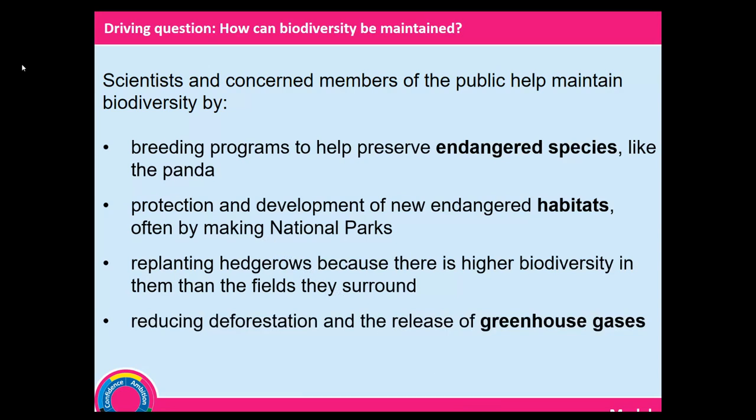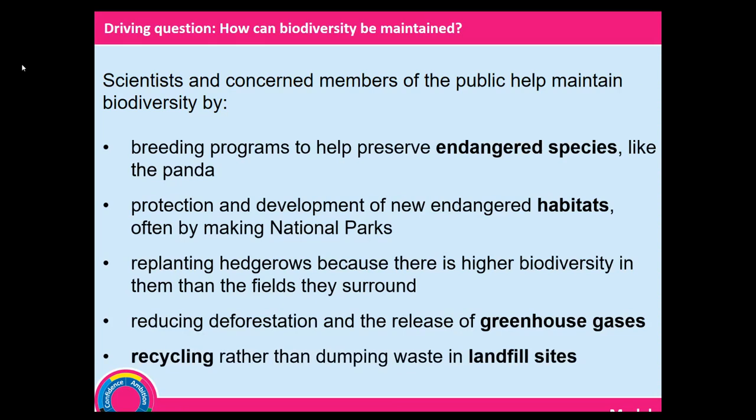Now we want to reduce the amount of deforestation and the amount of greenhouse gases we release into the atmosphere. So be aware of that. And also, we need to do more recycling rather than just dumping everything in a landfill. Plastic doesn't rot easily, it stays around for years. So, we need to recycle those plastics, the cans, the bottles. We need to recycle things more, and that will save some of the land rather than taking more space for landfill sites.